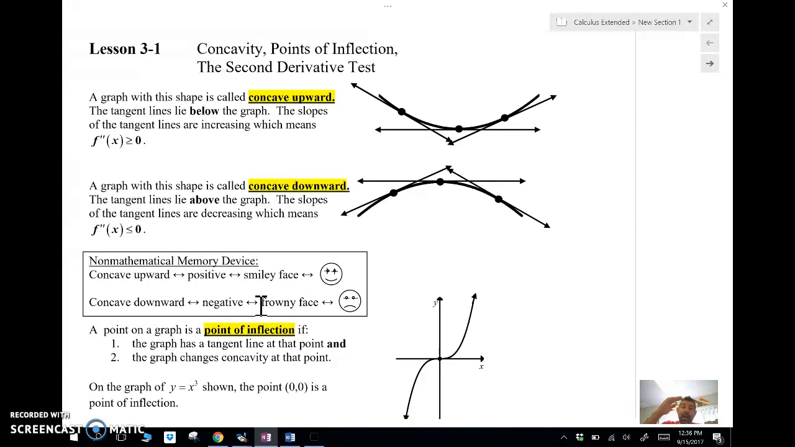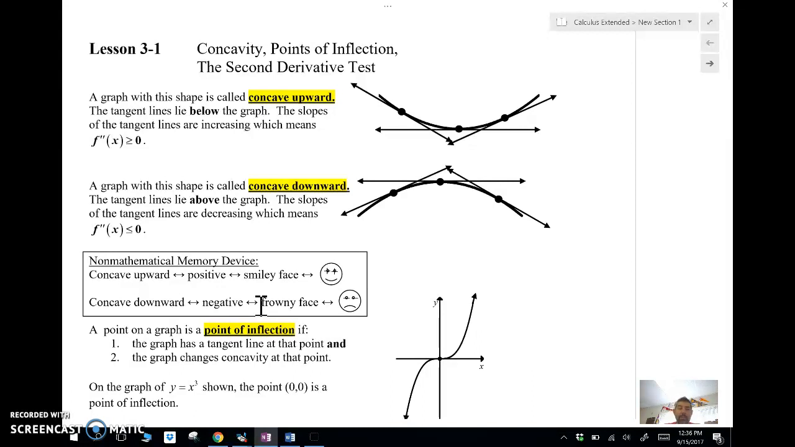For concave downward graphs, the tangent lines are on top, and going from left to right, they're actually decreasing. The slope is decreasing, so the rate of change of the slope is getting smaller, meaning that the second derivative is negative. So a second derivative being negative will tell us that the graph is concave downward.